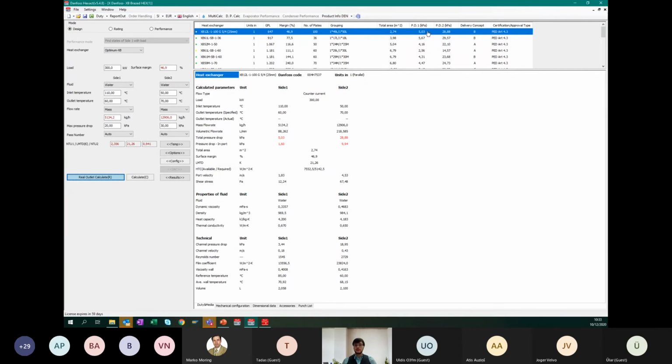And for a heat exchanger, it's always better to work with a higher pressure drop than with a lower one, just because pressure drop is directly linked to velocity. If I have more pressure drop, I have more velocity. If I have more velocity, I have a higher heat transfer process on that side. So that's what I wanted to share.